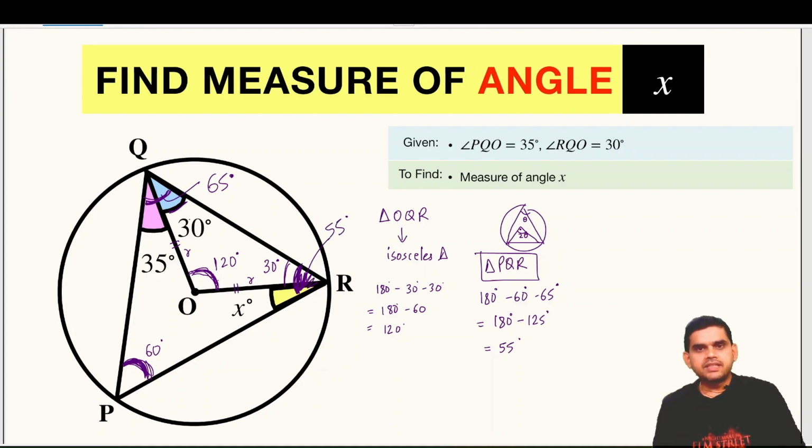And this 55 degrees is made up of two angles, angle X and 30 degrees. So we can write X plus 30 degrees is equal to 55 degrees. So X will be 55 degrees minus 30 degrees, that is 25 degrees. So the measure of angle X is 25 degrees.